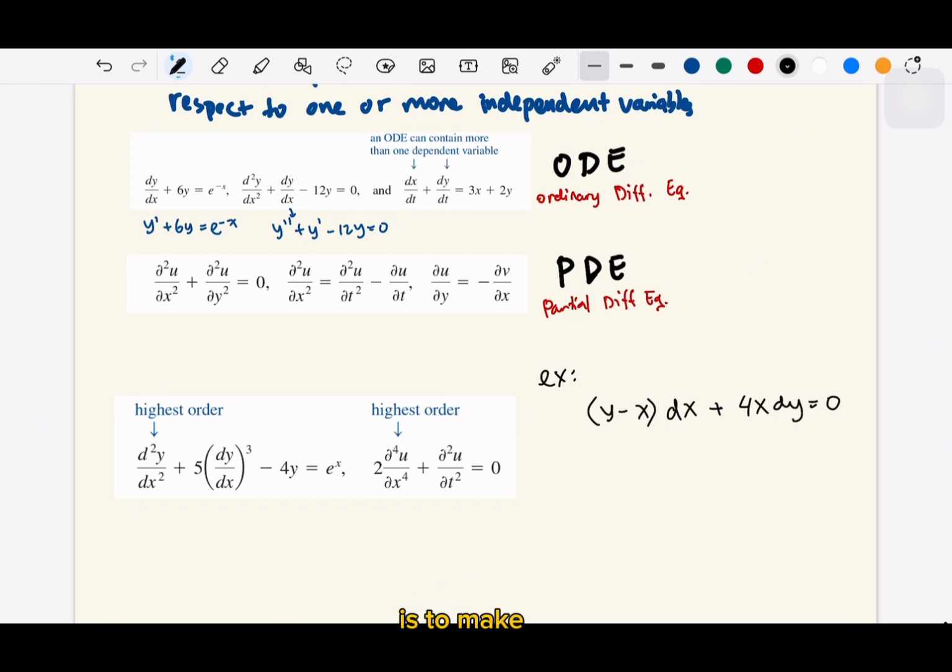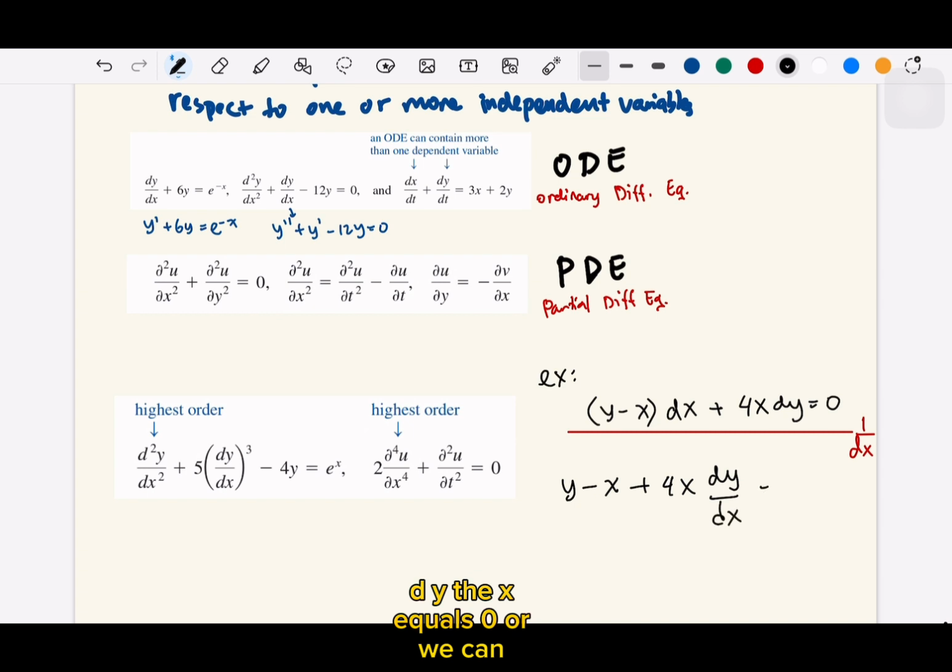The first thing you need to do is to make this as dy over dx. Because we see that we have dx, we have dy, so we need to normalize this as our differentials. So how to do that? We just divide by dx, right? So we are going to divide by, or multiply with 1 over dx, which results in y minus x plus 4x dy dx equals 0.